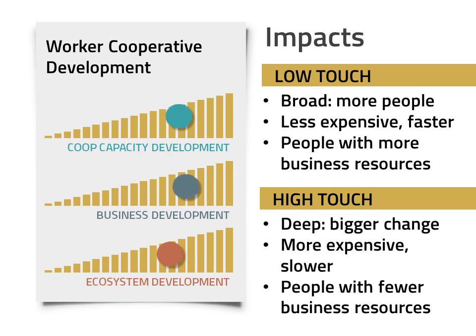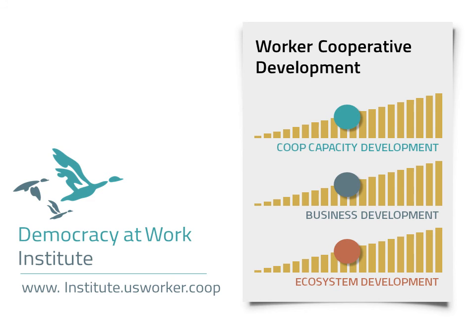High-touch approaches will generally be slower and more expensive and may reach fewer people, but have a deeper impact. They can change people's lives in a more significant way, especially people who may lack entrepreneurial resources and never have the opportunity for ownership. The key to success at either end of the spectrum and everywhere in between is to clearly articulate the impact the co-op developer seeks to have and to align those impacts with the development model.